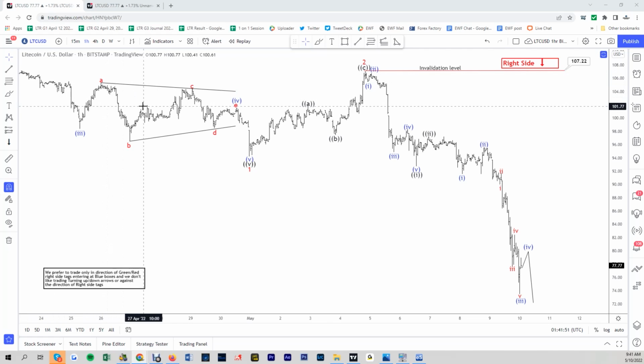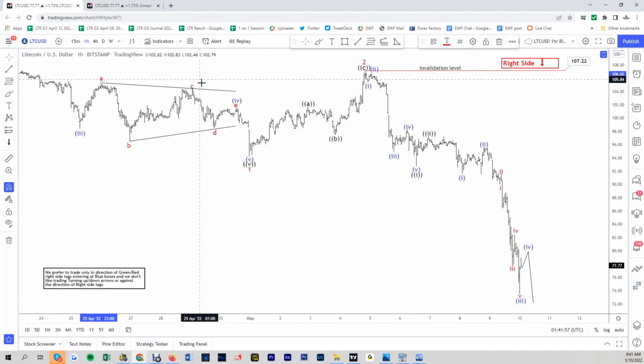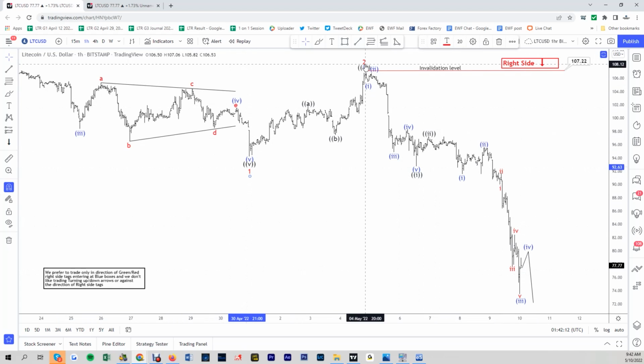This is a 1 hour chart. Alright, so we've got the cryptocurrencies selling off together with basically all types of risk assets right now, including indices, and we've got Litecoin selling off impulsively. You can see we ended with one here, and this is the wave two, and now that means we are currently within the wave three in the minor degree.